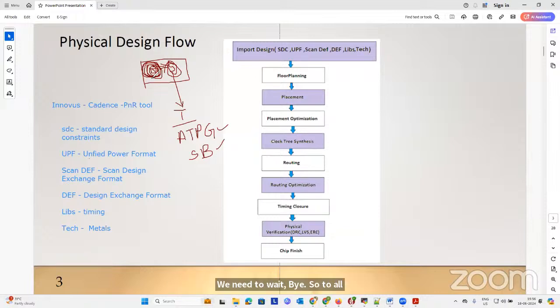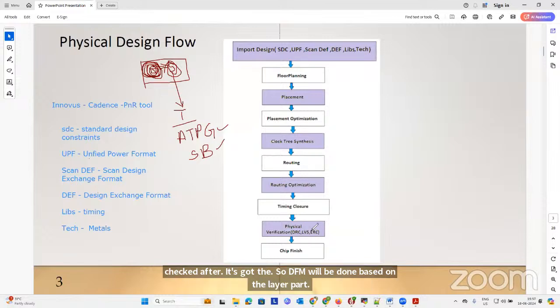To avoid that disturbance or lack of time, we need to take a precaution that each and every block of the design is working physically. For that reason, we are using the concept called DFT. And there is also another concept, DFM, design for manufacturability. DFM is checked after physical verification. So DFM will be done based on the layout part, on the stick diagrams. Did I answer your question, Rohit? Are you clear? If you have any doubt, please let me know.